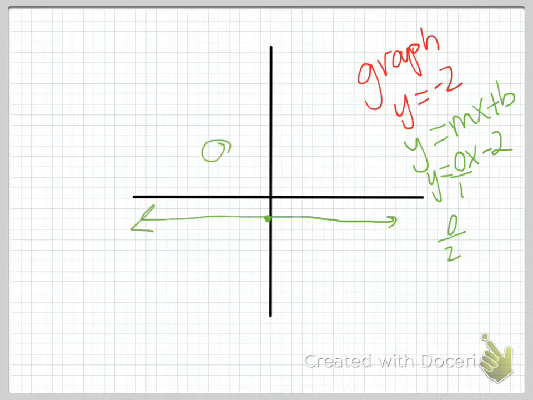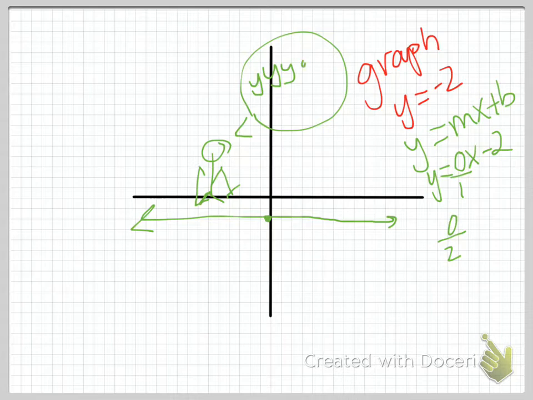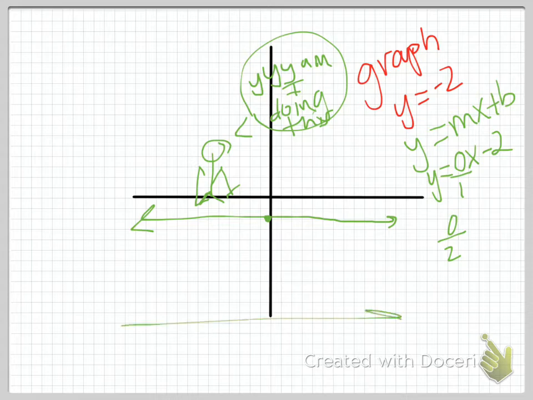Okay, you can think of it as a little cross-country skier. Okay, they're skiing and they're saying, no one ever likes cross-country skiing, so they're saying, why am I doing this? So whenever you have y equals a number, always think of your cross-country skier and it's going to be a horizontal line. Okay, that means my slope's going to be 0. It is not going to be undefined. So think of your cross-country skier, why am I doing this? Y equals a number.